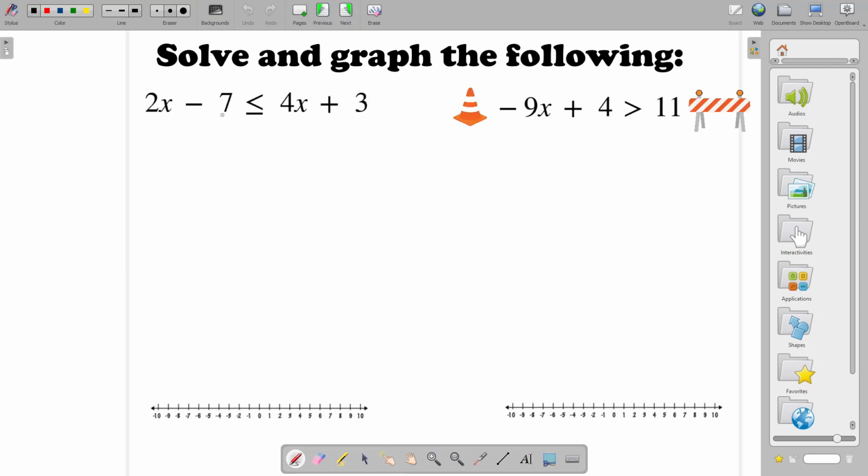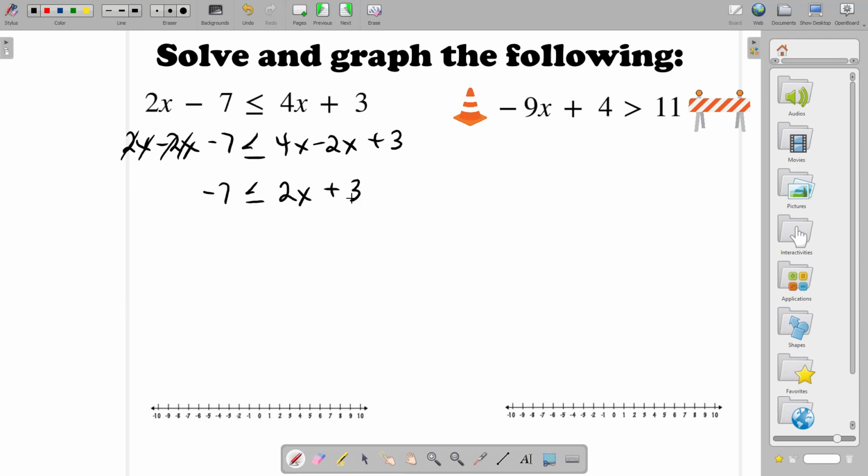Okay, in this example, we've got x's on both sides. We still do the same thing as if this were an equal sign. I'm going to subtract 2x from this side because it's positive. And so I have to subtract 2x from this side. Over here, these add out, and I'm left with negative 7. 4x minus 2x is 2x plus 3. Then I'm going to subtract 3.